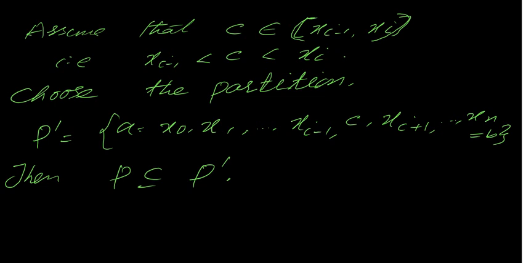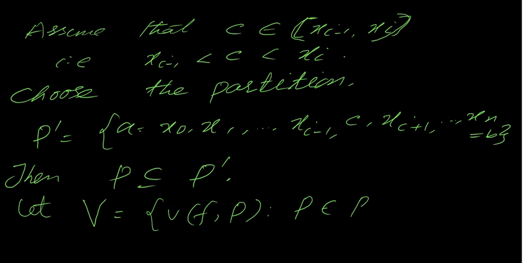Now let us see this. Let's take the following sets. Let capital V be the set of all variations, where P belongs to the partitions of [a, b]. It's a set of all variations. If we vary the partition, we obtain different variations, and this V, capital V, is the set of all variations. Now next we define one more set, that's V'.